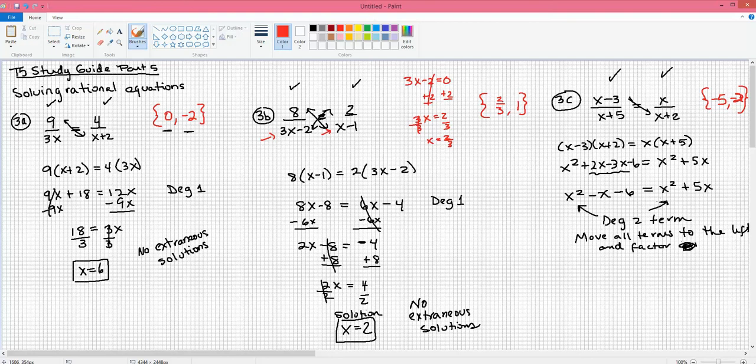All right, so moving stuff to the left, so I have minus x squared minus x squared. In this problem, what happens? This cancels here, and it also happens to cancel on the left. So this is beneficial to you because you now no longer have a degree 2 term. Now everything is degree 1, right? So that means you just solve for x. So I'm going to add x to both sides. So I have negative 6 equals 6x. Dividing by 6, I get that x equals negative 1.